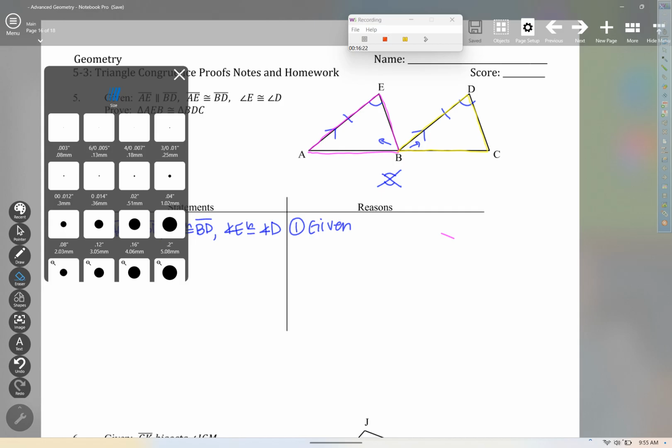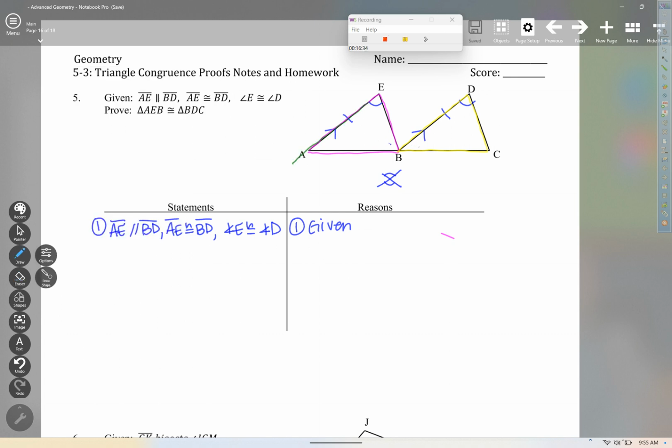Now I can use my parallel lines, but this one's a bit trickier, right? So I have my parallel lines. And then I have this shared side right here. Do you see any angles that connect with those parallel lines and the transversal that are the same? So if you notice, there are corners. This one's not a Z, but you still see corners. So angle A is congruent to angle B.